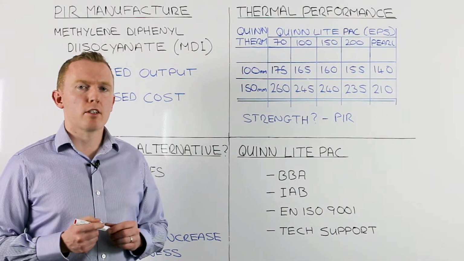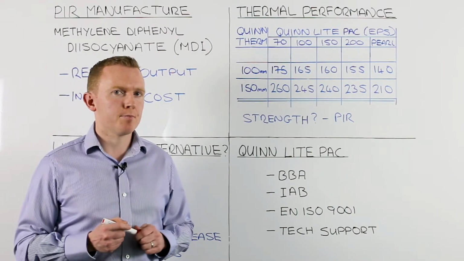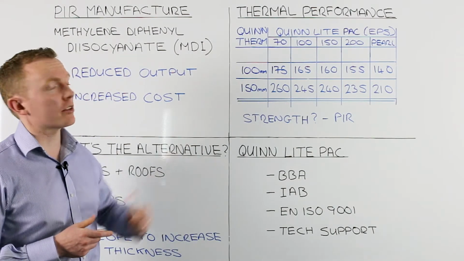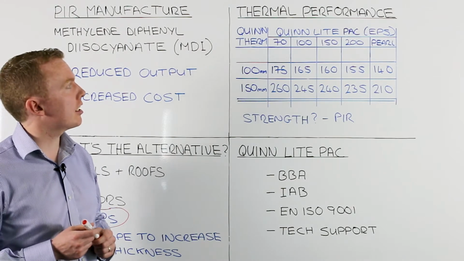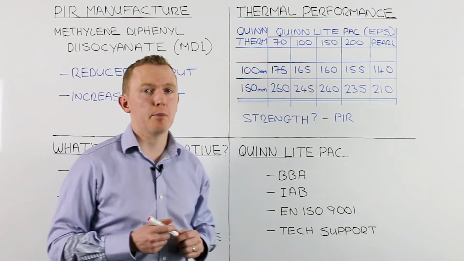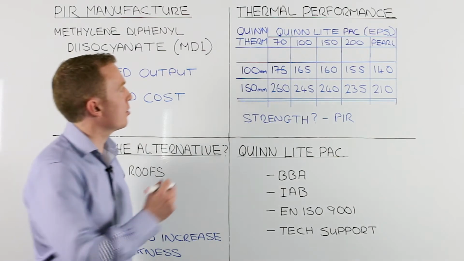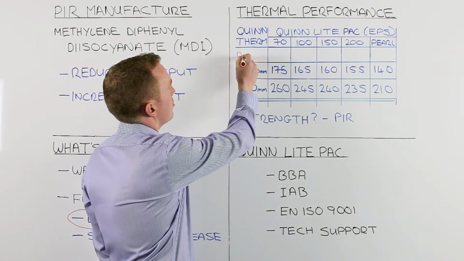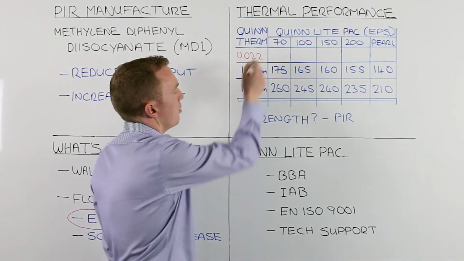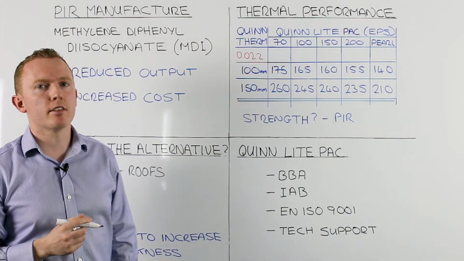So how does PIR compare with EPS insulation? We'll have a look at our Quinn Therm PIR insulation and compare it to our Quinn Lite Pac EPS insulation. The thermal conductivity of our Quinn Therm PIR is 0.022 watts per meter Kelvin.